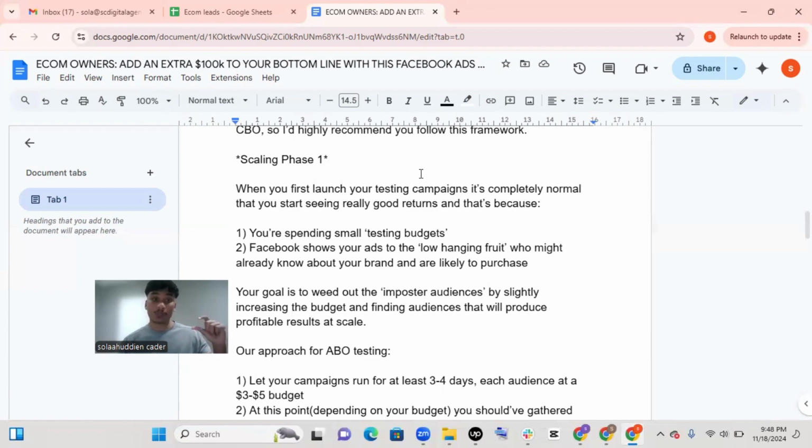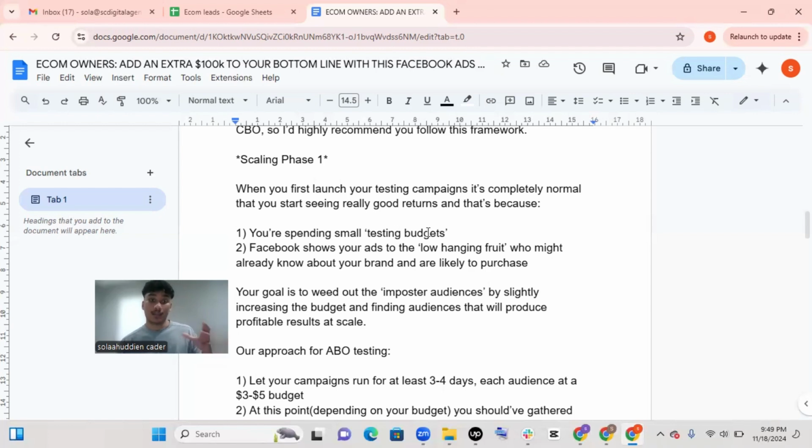But in this testing period, you might see some decent results, and that's because you're spending small budgets. So you want to tread carefully, and you don't want to get too excited because you're seeing a 10x return on one audience, right? Because the fact of the matter is that once you start scaling that audience, results will tank. You might see a 2x return, or it might not be profitable at all.